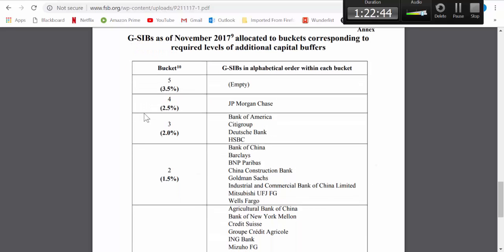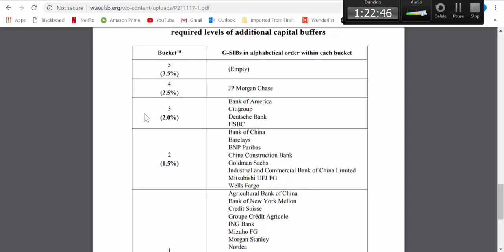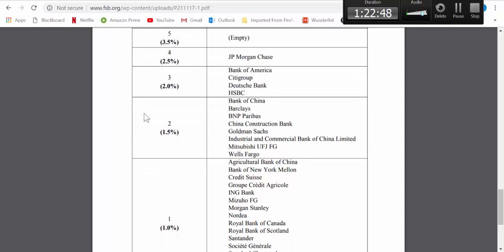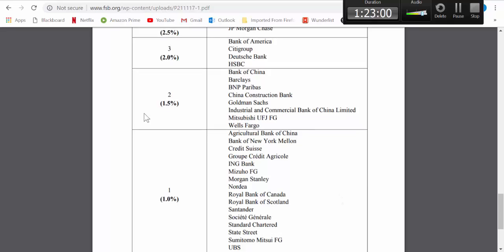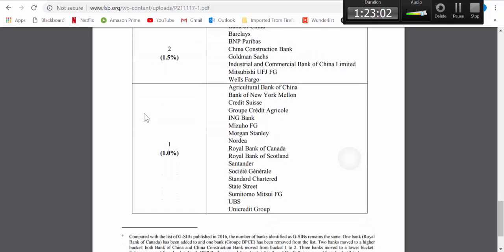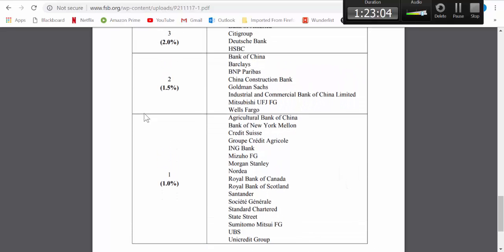But anyway, these are the banks, okay? So BOA, basically any bank, a lot of these, you would have heard of all of them, I'm sure. Barclays, BNP, CCB, Goldman Sachs, ICBC, Mitsubishi UFJ, Wells Fargo. I don't say that these are good banks. They are certainly big banks, okay? And they all have substantial international presence.